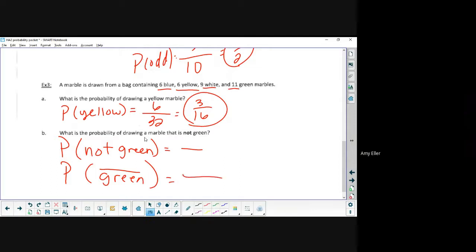All right, so same idea. The total is still 32. The ones that are not green are 9, 6, and 6, 21. Those are not divisible by 2 or 3, so I think that's as simplified as it gets. One other thing on this one. One way that you might think to do this is also to do, write this down, please. For not green, write down 1 minus the probability of it being green.